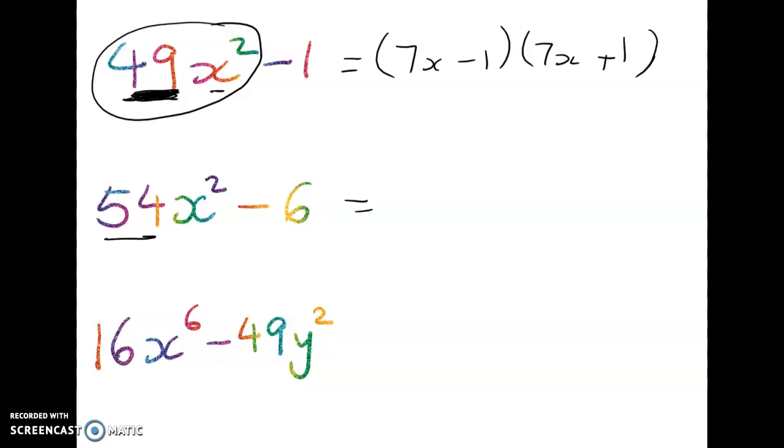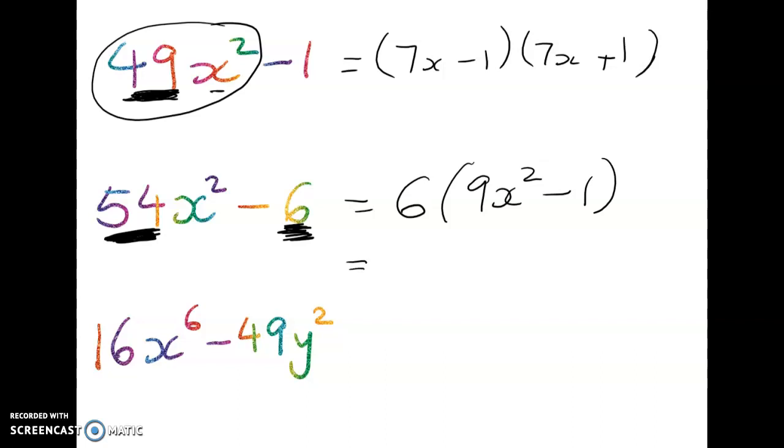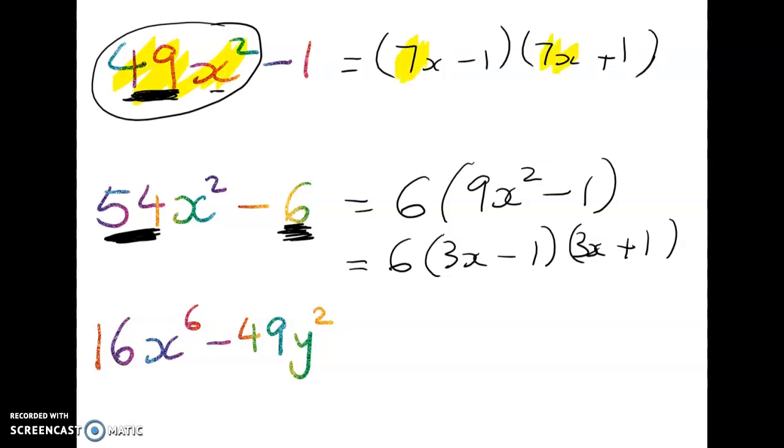Now, the tricky thing here to notice is that I've got a common factor in my numbers. So the coefficient here is 54 and the number here is 6. Let's take out that common factor of 6 and see what we've got left. Now, since I've put it in a video on completing the square, on difference of two squares, it's probably a difference of two squares. Right, so I've got 6 times this, 3x times 3x, minus 1, plus 1. So just notice with these ones, with the 49x squared, I've got 7x times 7x. Here I've got 9x squared, so I've got 3x here and 3x here.